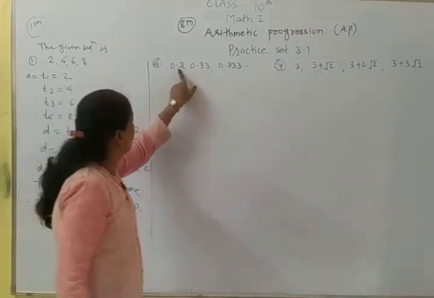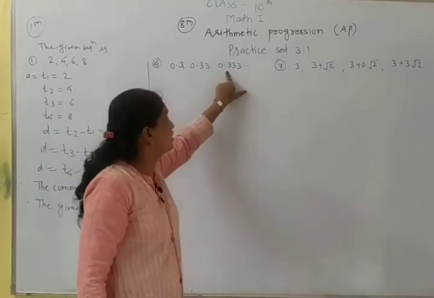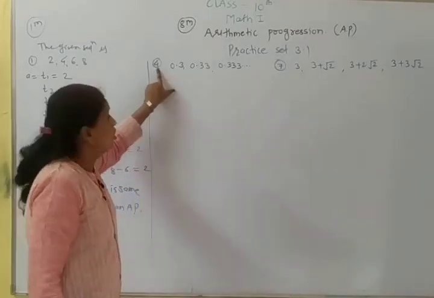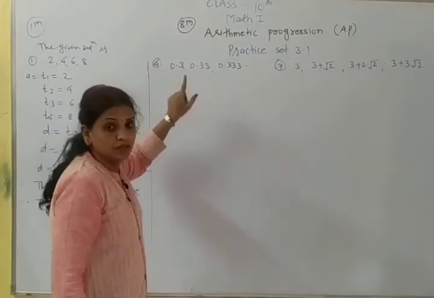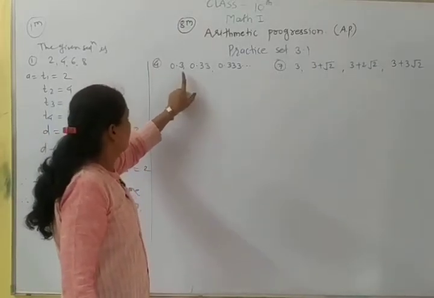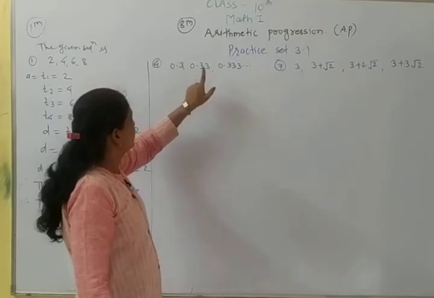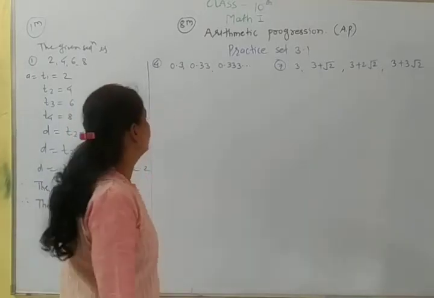In this second problem, 0.3, 0.33, 0.333, fourth number problem. All problems are very easy. You can solve the second or third. Then the fourth problem, 0.3, 0.33, 0.333.